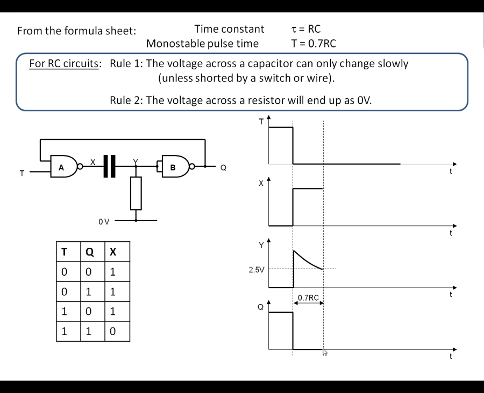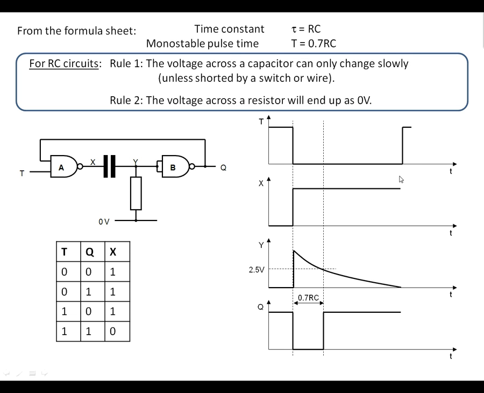Now to work out what's happening on this one, let's go through. As soon as that goes high, we've got a high at Q, and T is low, which means X is going to remain high. There's going to be no change at X, so Y will continue falling down towards 0 volts.